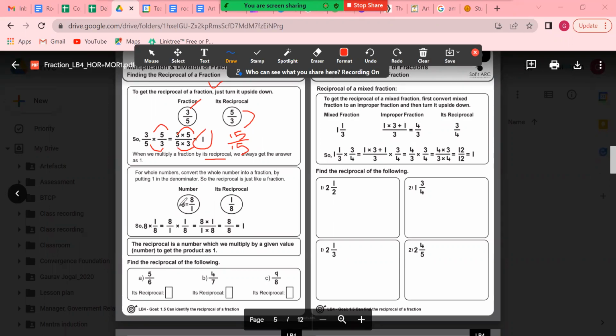So if 8 is the number, how will we write 8? 8/1. What will be its reciprocal? 1/8. So if I multiply 8/1 into 1/8, my answer will always be 1.